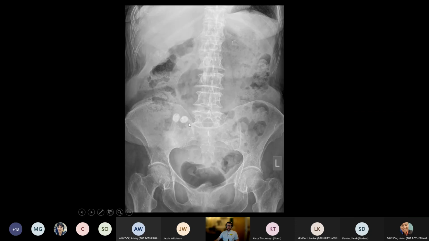Here we've got these weird calcifications. These are actually calcifications of the lymph nodes of the peritoneum. But here we've got these very faint multiple calcific densities in the region of the gallbladder. So these are gallstones up here.